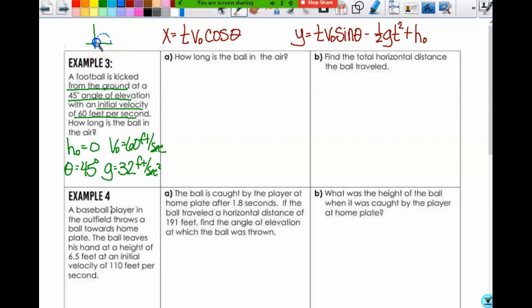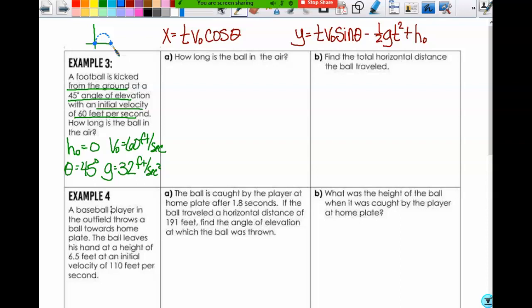It's on the ground here, and it's on the ground here. Make sense? Because our height is 0 both times. Those are the x-intercepts, those are the solutions, those are the roots, those are the things that we always look for with quadratics.